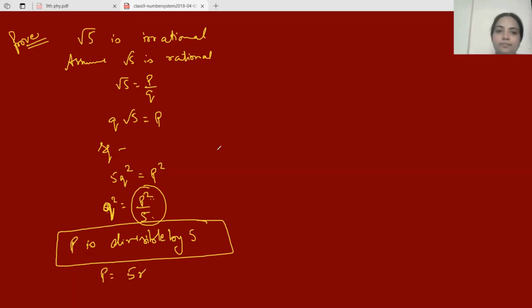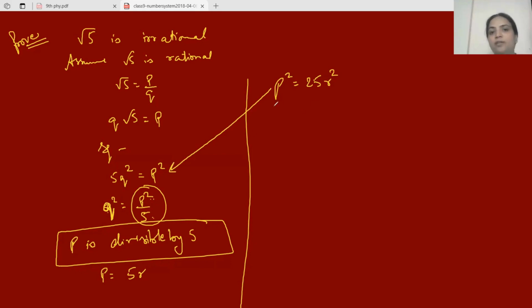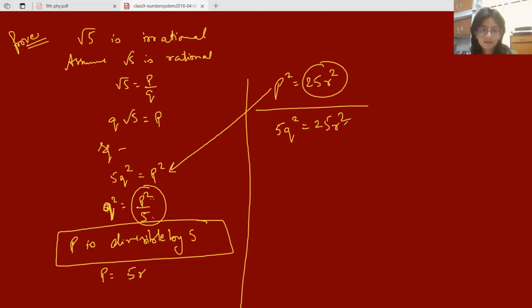Ma'am, then we'll square both sides. So p square is equals to 25 r square. Yes. And then ma'am, go to the first equation and put this value. Yes, ma'am. Equating equation 1 and equation 2. So देखो 5q square equals to p square था, instead of writing p square, I have written the p square's value, which is 25r square. Yes, ma'am. Now 25 से 5 getting Q simplified, square. q square is equals to 5r square.